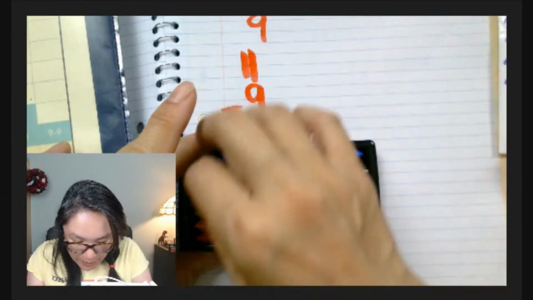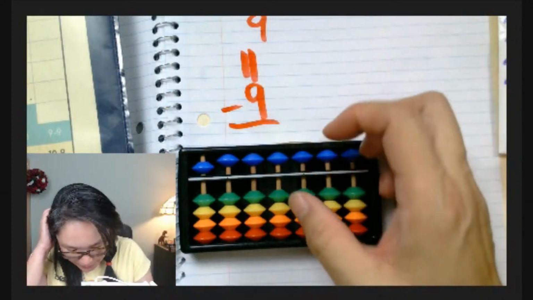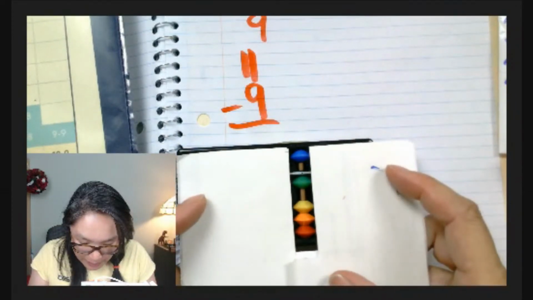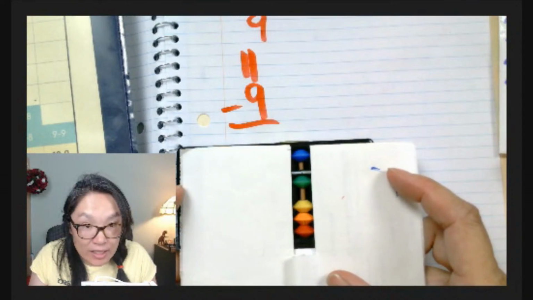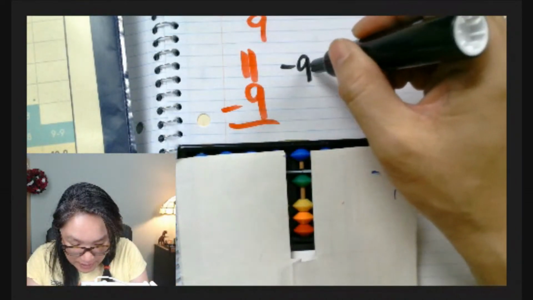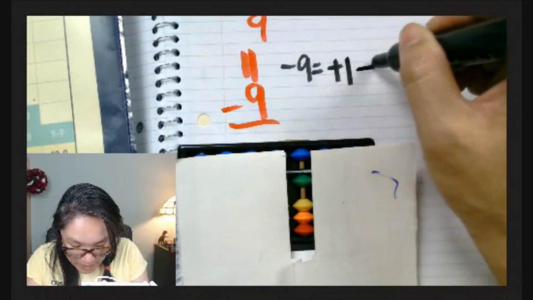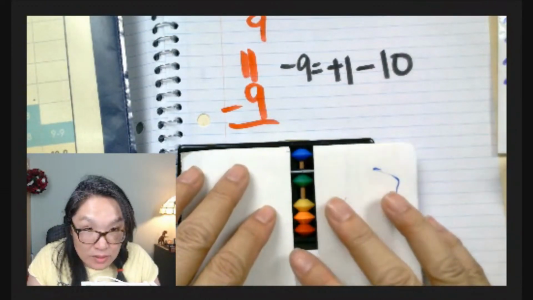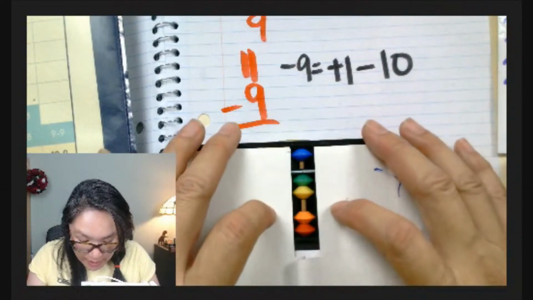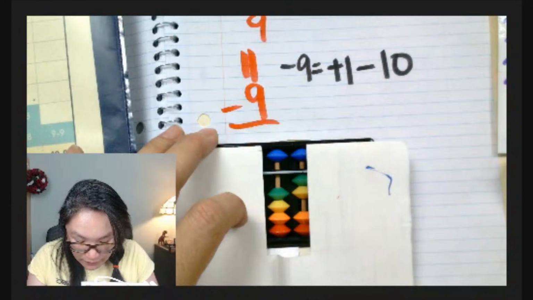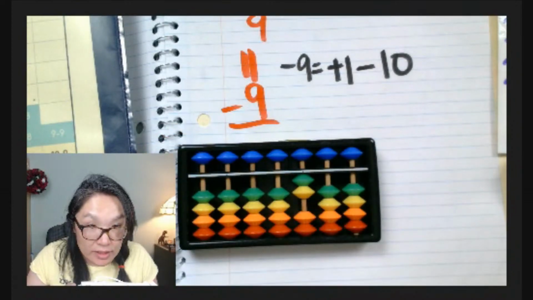So again, instead of memorizing, we all know what 11 minus 9 is, right? But in the abacus world, how do we do it? Well, in the abacus world, we're going to take away the 9. To take away the 9, what are we going to do? Minus the 9 equals plus 1 minus 10. What we're going to do is plus the 1 and minus the 10. So all I got to do is take away the 1 from here. And then my final answer is 2.